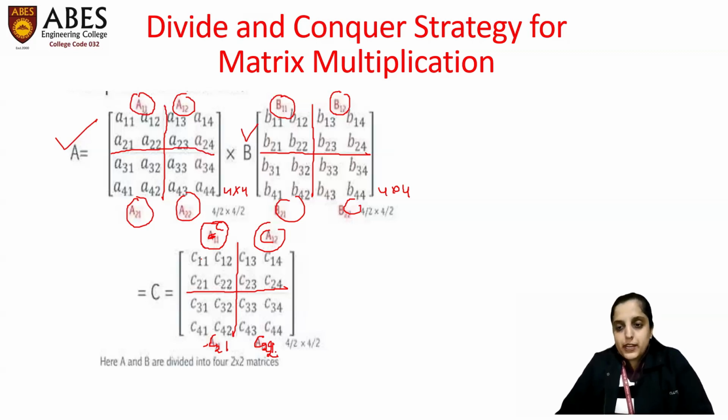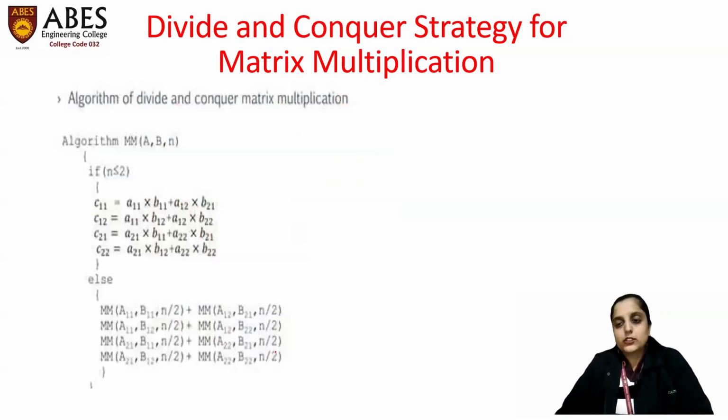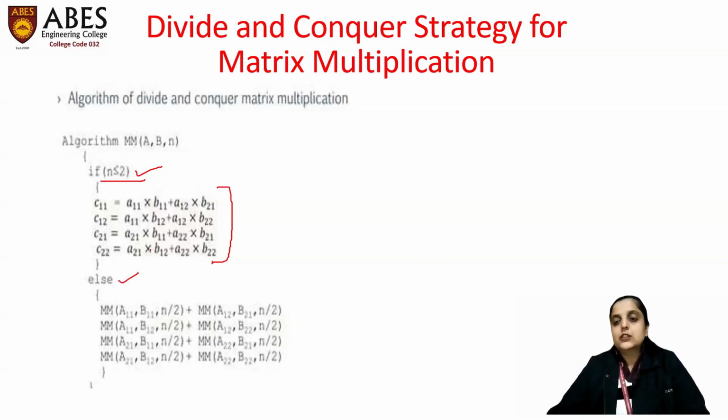Now, how are we going to apply the divide and conquer strategy to a 4 cross 4 matrix? See, this is the algorithm that we can use. As you can see here, it is clearly written that if the dimension of the matrix is less than or equal to 2, then you can directly compute it with the help of formulas. But if the order of the matrix is 4 cross 4, 8 cross 8, 16 cross 16, and so forth, then we need to divide that particular matrix into the order n by 2, like we have done in the previous slide, and we have to define it recursively.